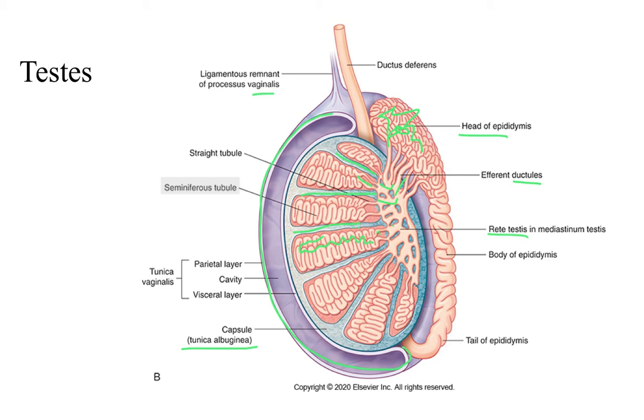So this convoluted tube allows them to still move in a somewhat forward fashion, and gives them time to mature along the way. And so then you'd have the body of the epididymis, and then the tail of the epididymis, which would then connect directly to the ductus deferens.